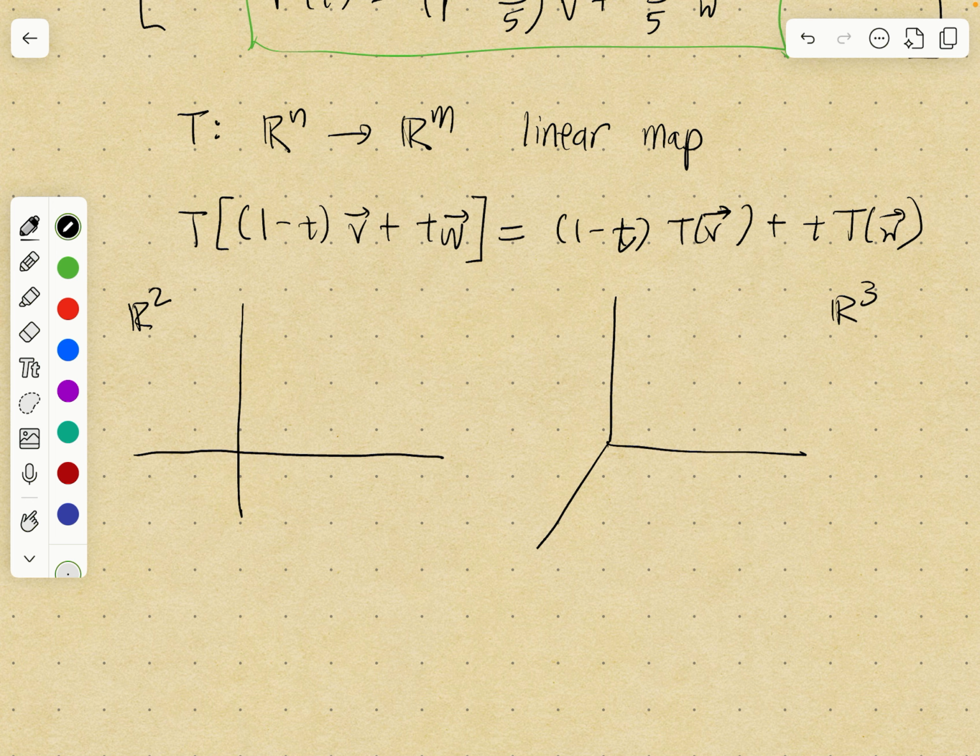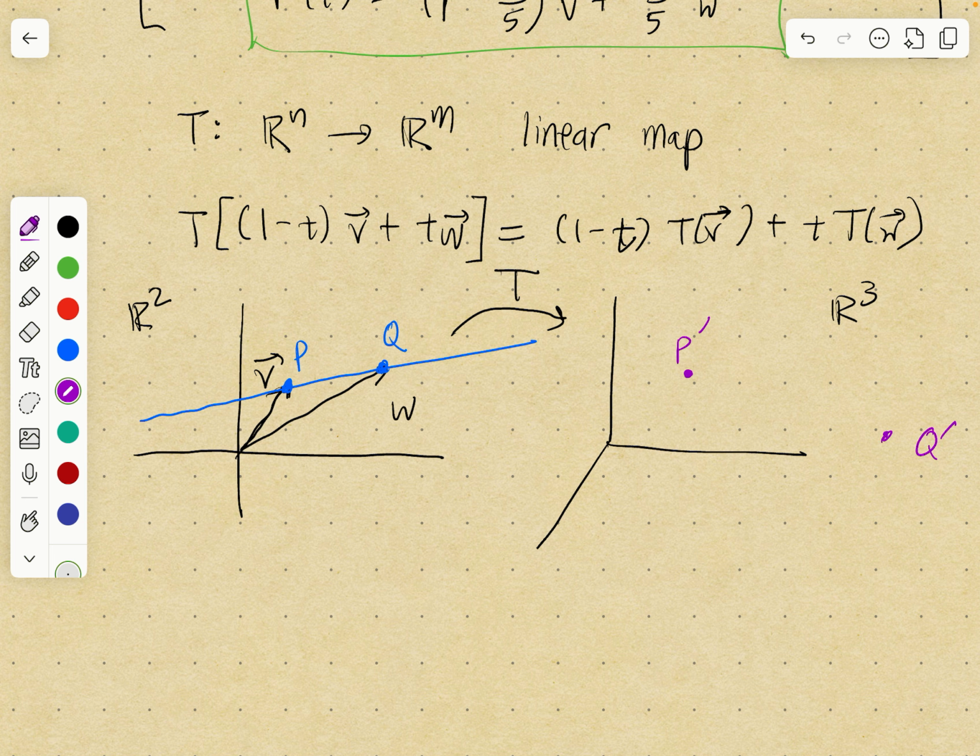Okay. And let's say that's V, and let's say that's W. So I have this line through these 2 points, and let's say this point is P, and let's say that point is Q. So P and Q are going to be sent by this linear transformation. T is going to take R2 to R3, and it's going to take P somewhere. It's going to take P maybe to P prime. Who knows, maybe it's here. And it's going to take the point Q somewhere else, let's say over here, Q prime.